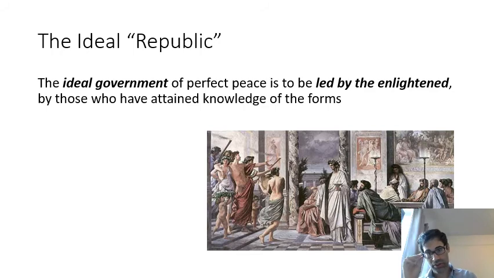Now, the fourth teaching, the ideal republic. So, just as we had mentioned in our previous presentation, Plato's main motivation in writing his masterwork, The Republic, is that he wanted to offer an alternative form of government, which he argues is ideal. And what is the ideal government? Well, the ideal government of perfect peace is led by the enlightened, by those who have attained knowledge of the forms, by those who have ascended closer to perfect knowledge.